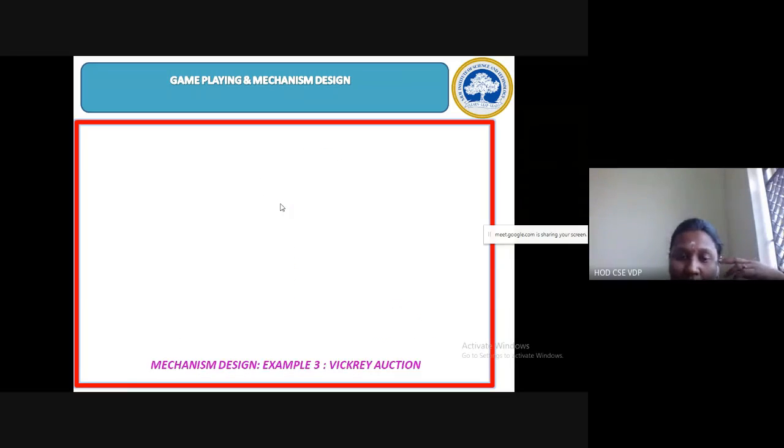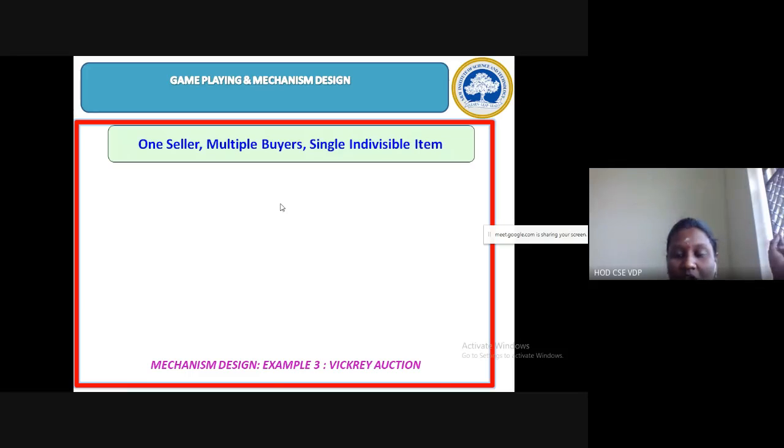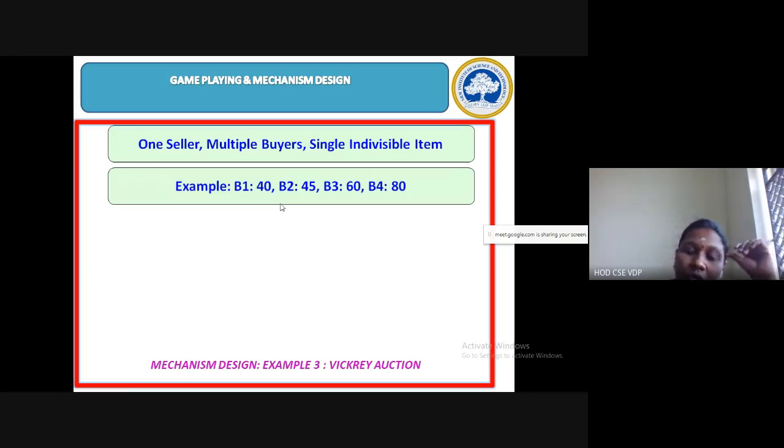Now coming to auctions. Where are we going to apply this game theory? Basically in auctions, in all your e-commerce applications. Without knowing game theory, you cannot enter into e-commerce applications. We have already seen this: you have one seller, multiple buyers, and one item. The single item has to be given by the seller to one buyer. When you have multiple buyers, how you select the buyer is called an auction.